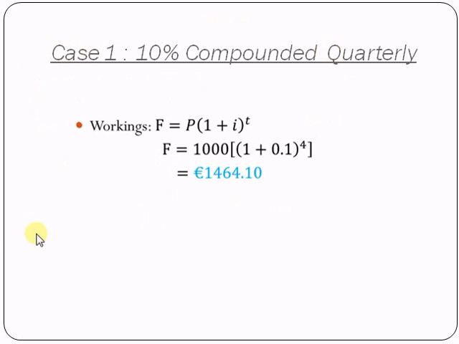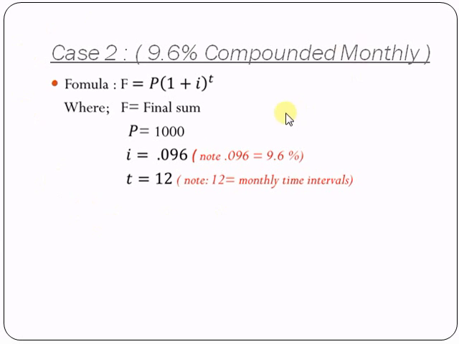And here's the workings for this example. F is equal to P times (1 + I) to the t. When you sub in your values, you get F is equal to 1000 times (1 + 0.1) to the 4, and that answer is €1,464.10.